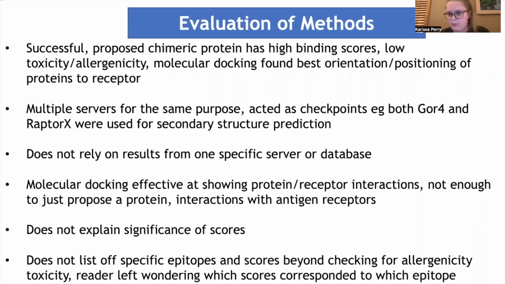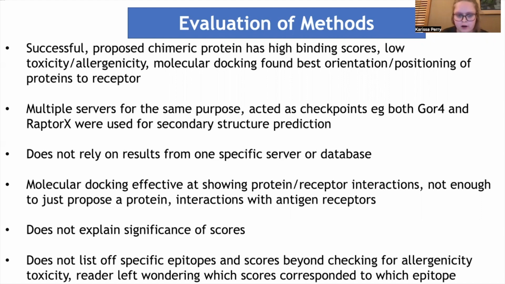They served the same purpose, but it acts as a checkpoint because when they use GOR4 and Raptor X, they could check, okay, does the sequence that I found or the structure that I found with GOR4 line up with the sequence that I found with Raptor X? And their results do not rely on one specific server or database. They made sure to use a broad range of different servers.